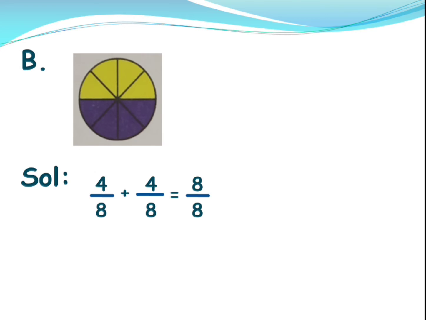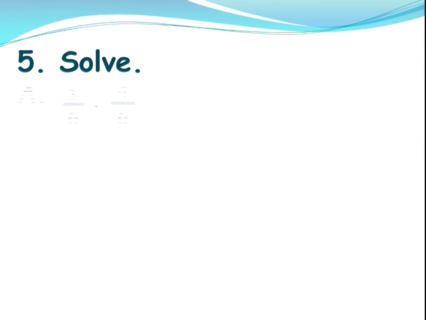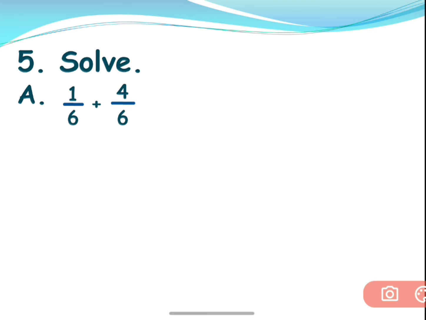Okay, so the next question, solve 1 by 6 plus 4 by 6. So here, children, if you look at it, the denominators are same, 6 and 6. That means they are like fractions, isn't it? So when they are like fractions, you can directly add the numerators, isn't it? 1 plus 4. So let's write the denominator, which is same, which is 6. Now numerator 1 plus 4 becomes 5.